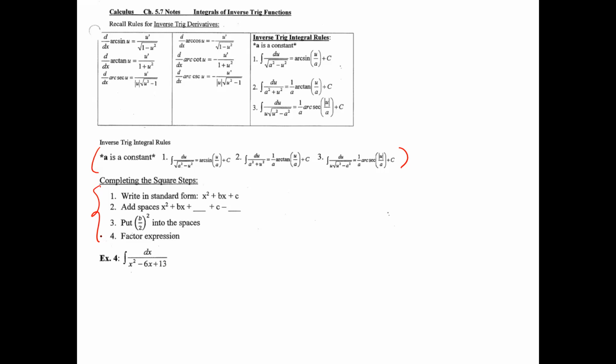Okay, so first things first, as you're looking at example 4, notice how the denominator doesn't match 1, 2, or 3. So algebraically, you're going to try to make it match one of them. But right now you have a trinomial. You need to have a square. So let's try to complete the square. With completing the square, there are 4 different steps. Step 1, write it in standard form. And it's already in standard form, x squared minus 6x plus 13.